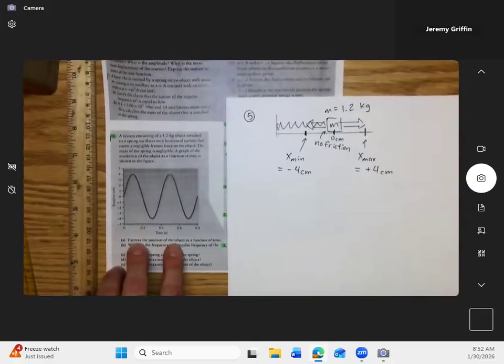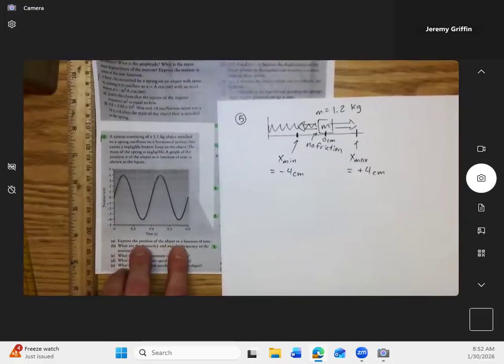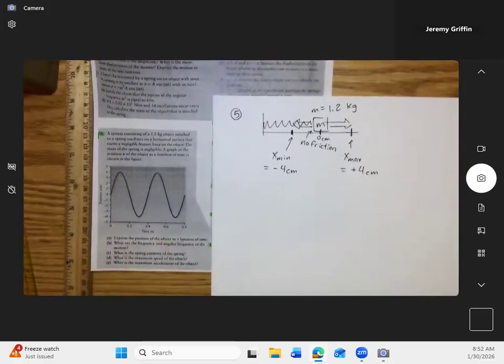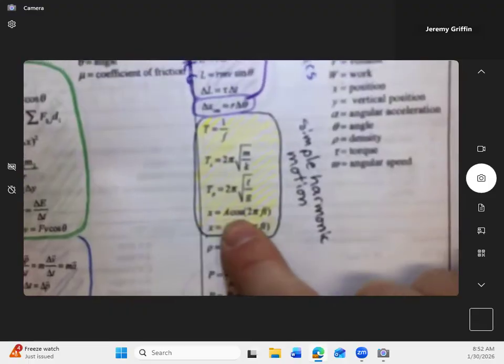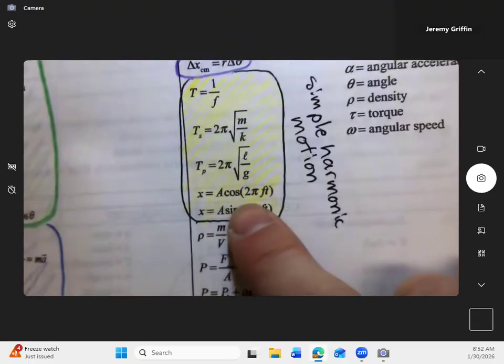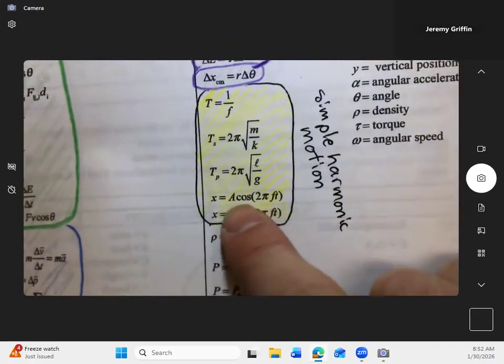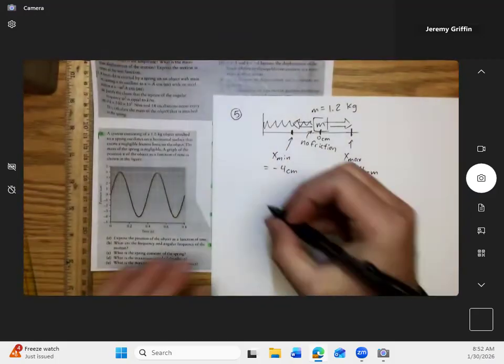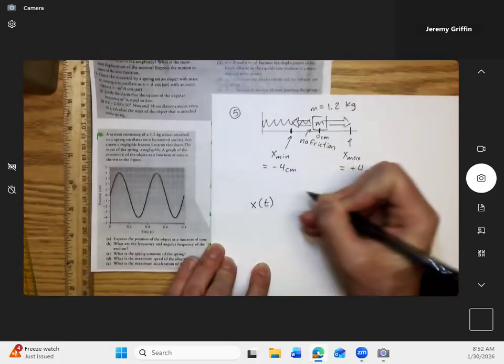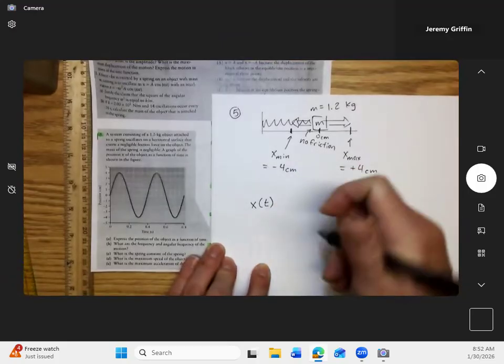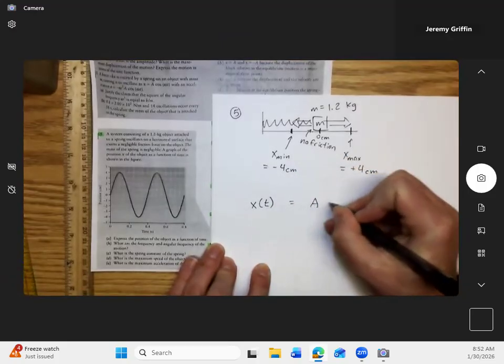Express the position of the object as a function of time. Ooh, position as a function of time. Well, since you guys have these AP equations to work with, maybe I'll refer to that. I have a poster version I pointed out to you guys the other day too. It's in your notes, but here's the AP version. So let's start with that. So we got x here. I'll make it look like a function. X is a function of time. So position is a function of time. It's equal to A times.